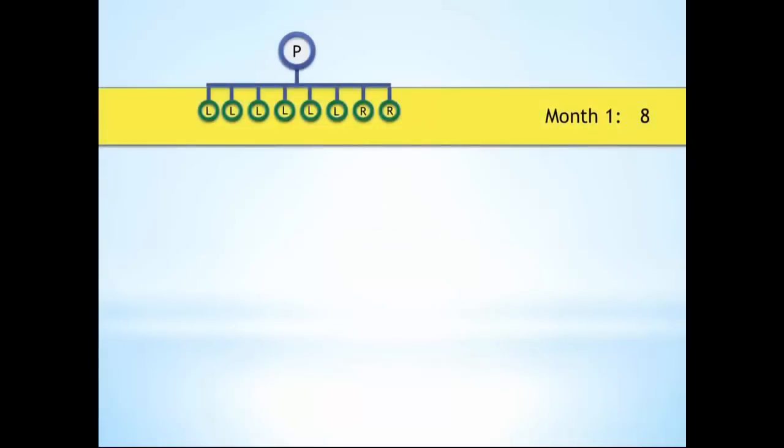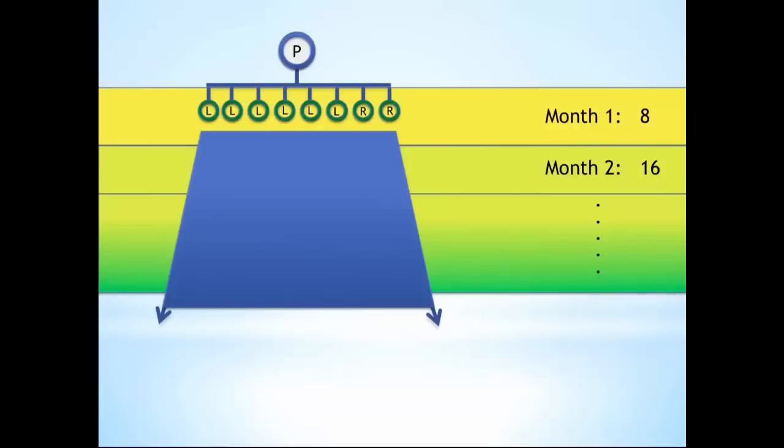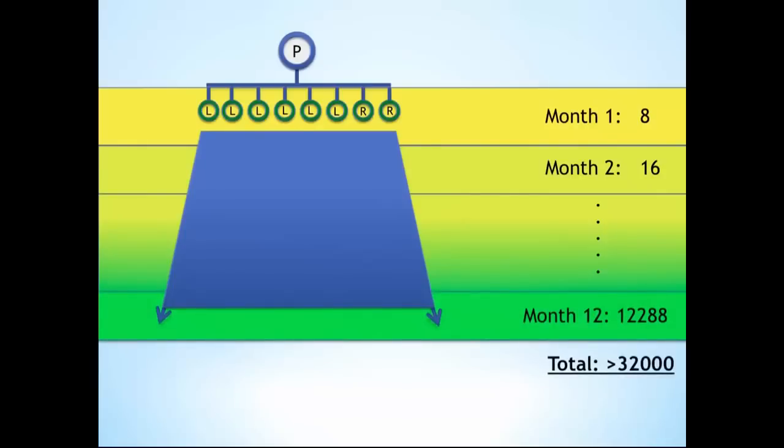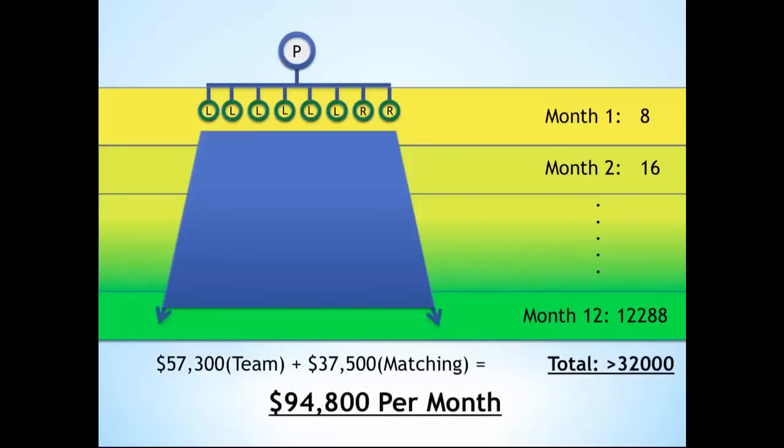If you put 2 on one side and 6 on the other, and the same pattern repeated, your organization would consist of over 32,000 people, and you'd earn a team commission check of $57,300, with matching bonuses of over $37,500 monthly. That's a total of over $94,800.